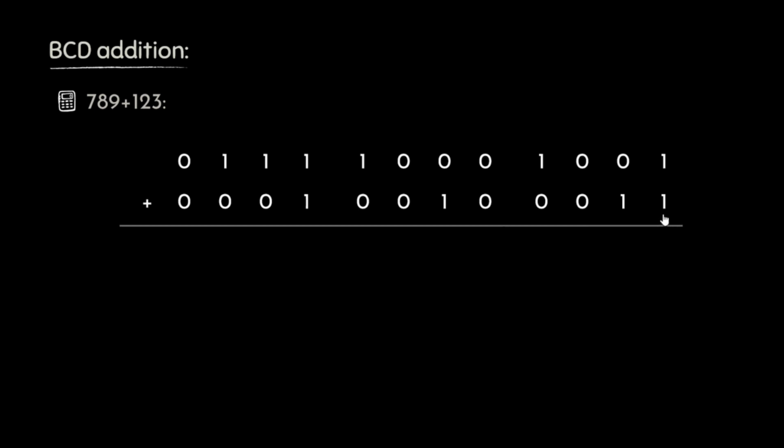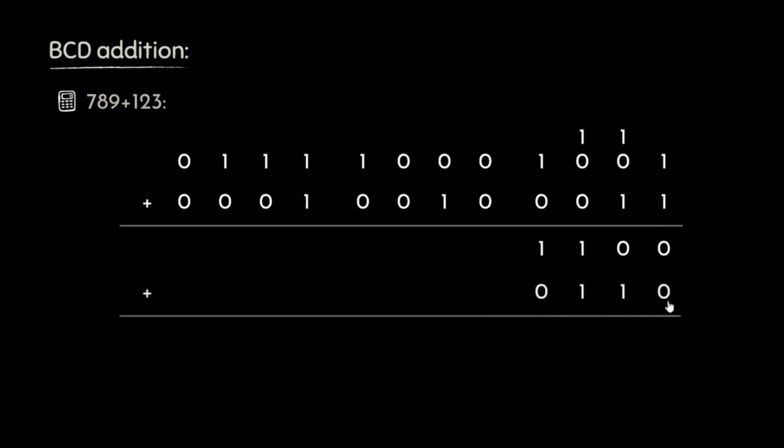So 1 plus 1 will give us 10, so 0 as sum and 1 as carry. Now 1 plus 0 is 1 and 1 plus 1 is again 10, so 0 as sum and 1 as carry. Now 1 plus 0 is 1, and here also 1 plus 0 will give us 1. Observe, this is an invalid BCD pattern, correct? So let's add the pattern of 6 to it. Now 0 plus 0 will give us 0, 0 plus 1 will give us 1. 1 plus 1 is 10, so 0 as sum and 1 as carry, which will be added with this one. So this will result in 10, and 10 plus 0 will give us 0 as sum.